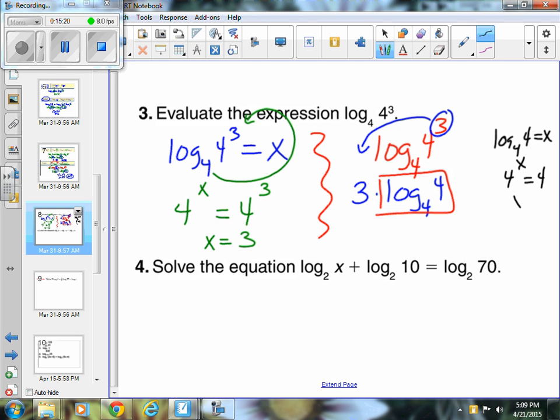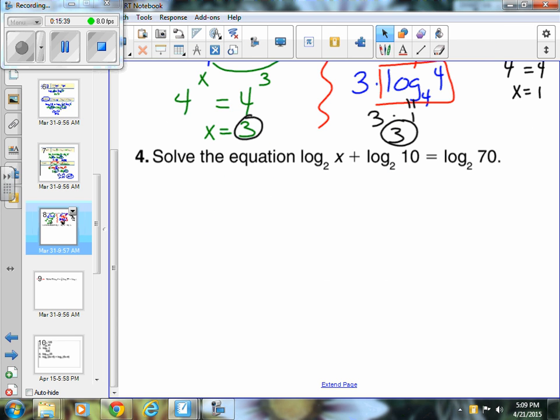Well, 1, right? So 4 to the first would be 4. So anytime the base and the number are the same, that has to be 1. Log base 4 of 4 would be 1. So would log base 10 of 10 or log base 15 of 15. So that whole guy equals 1. So then what you have is 3 times 1, or 3. You can get the same answer in a lot of different ways using those log properties.